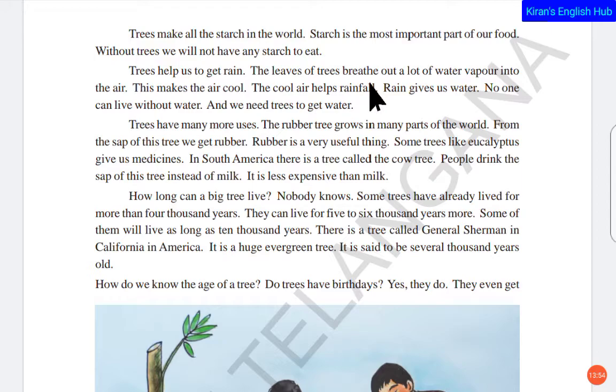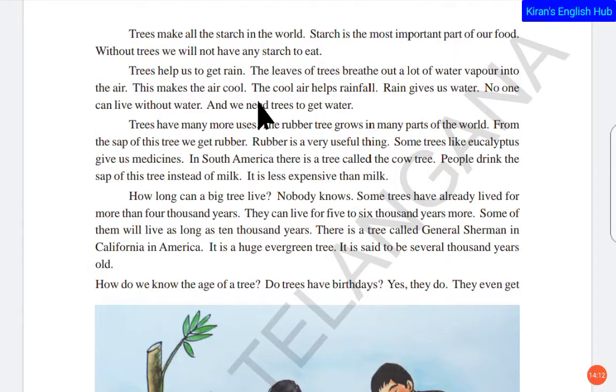Okay, so the leaves of the trees breathe out a lot of water vapor into the air. This makes the air cool. Okay, what are the trees doing? The trees are breathing out a lot of water vapor. Okay, water vapor like small drops of water.